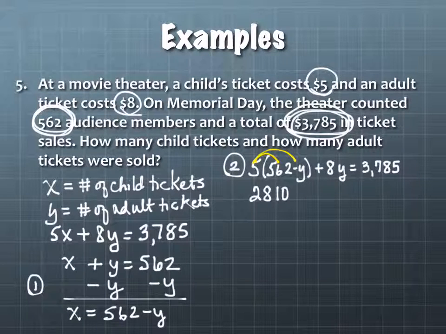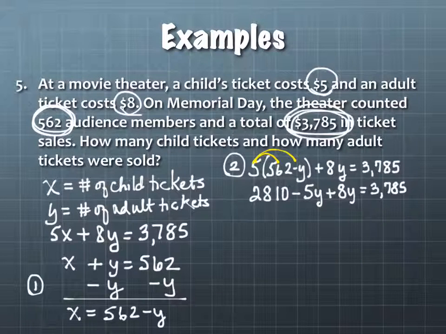2,810. And then I have 5 times negative y, which is negative 5y, plus 8y equals 3,785. Do you have a question, Lexi?